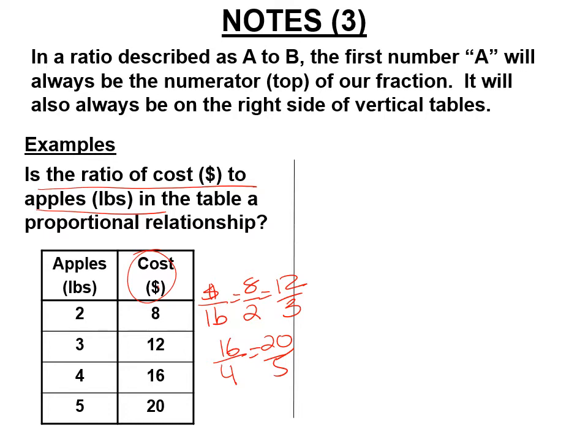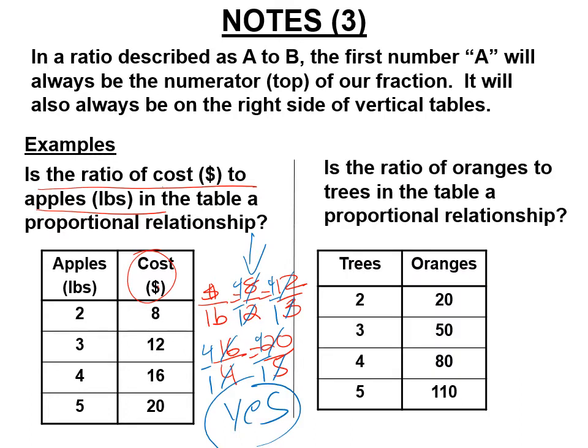So let's just check that, right? 8 divided by 2 is 4. 12 divided by 3, 4. 16 divided by 4, 4. 20 divided by 5, 4. So is this a proportional relationship? Yes. We can't just say yes. We have to show why. And it's because all of the ratios of dollars to pounds were all equal. Dollars had to go up top, because that's the way it was asked.